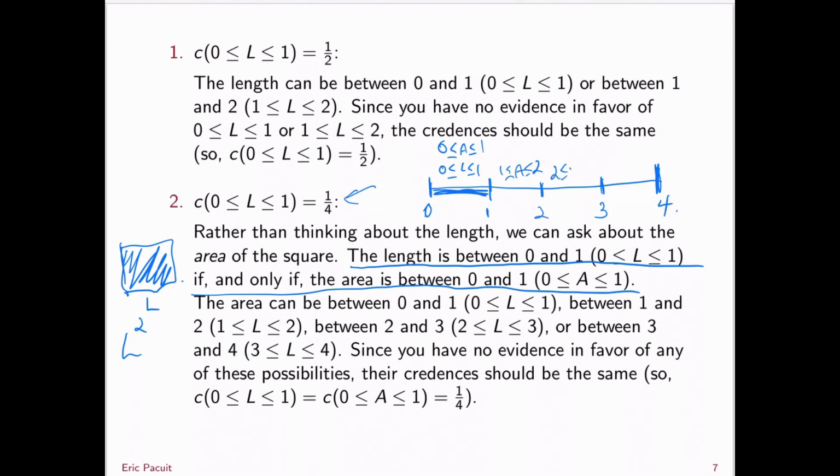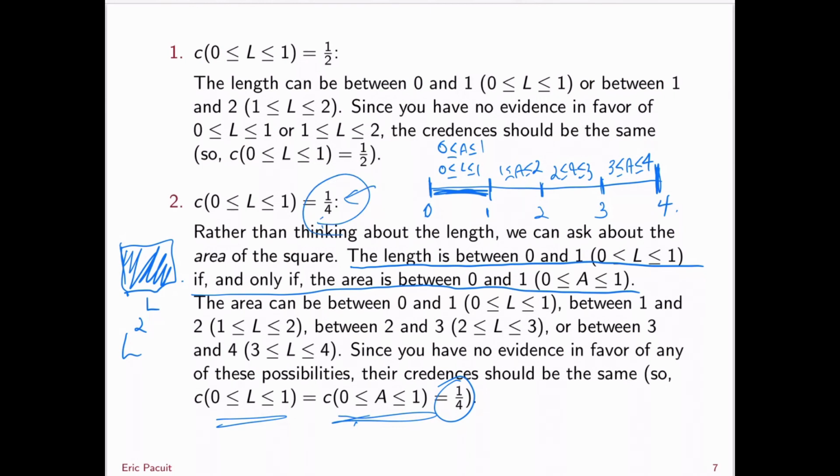So the area is between 1 and 2, the area is between 2 and 3, and the area is between 3 and 4. Since you have no evidence in favor of any one of these possibilities, the credences should all be the same. Since we have 4 possibilities, that tells me that the credence that the area is between 0 and 1 should be 1 out of 4. But of course, the area being between 0 and 1 should be the same credence that I attach to the length being between 0 and 1. So my credence seems to be 1/4.